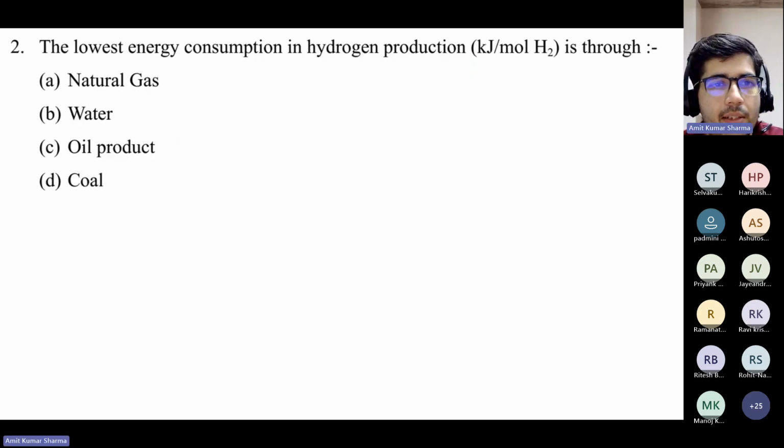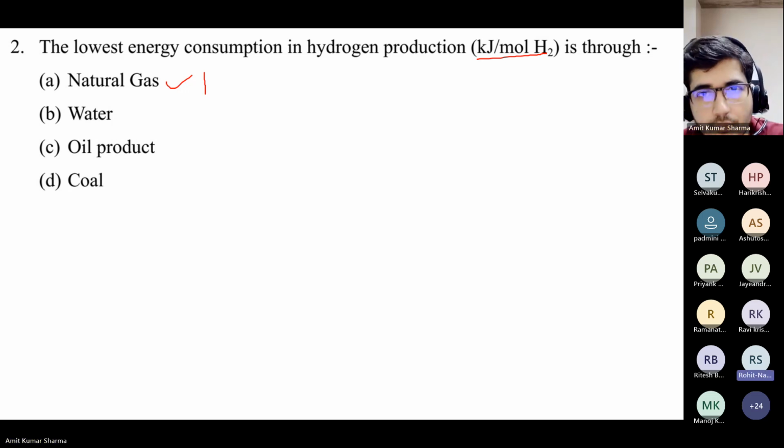The lowest energy consumption in hydrogen production. Water. Oh, sorry, the other way. It should be natural gas. Natural gas is first. Oil will be second, coal will be third, and water will be fourth. Water is the last.